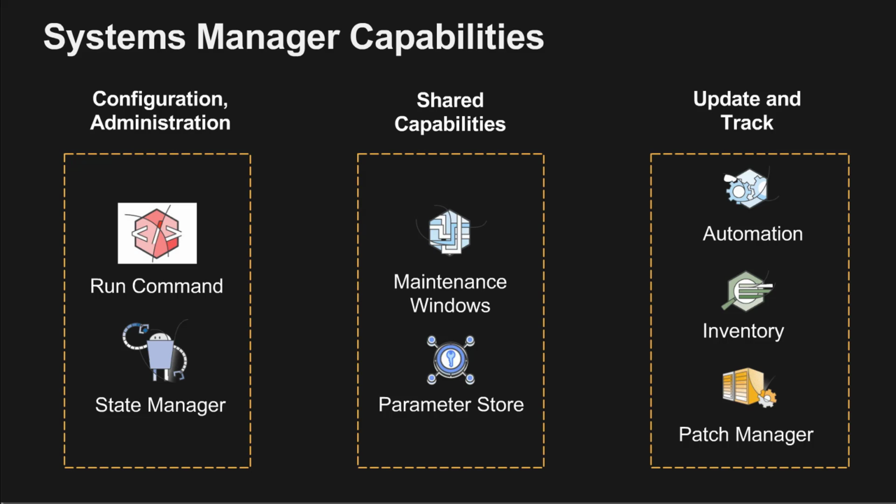The shared capabilities in the middle, two more great capabilities that actually can be leveraged by the columns on the right and the left, include maintenance windows, which allow you to schedule what are otherwise disruptive activities.